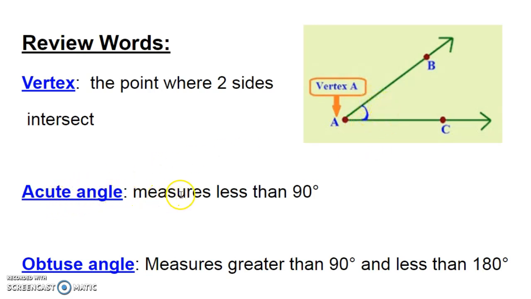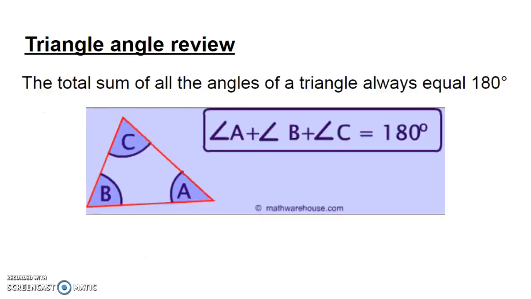Acute angle is a measure that is less than 90 degrees, like this one. An obtuse angle is one that measures greater than 90 degrees and less than 180. We briefly talked about the measures of the angles of a triangle. So the measure of angle A, angle B, and angle C must equal 180 degrees.